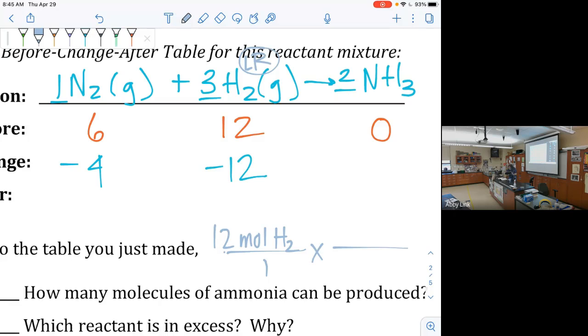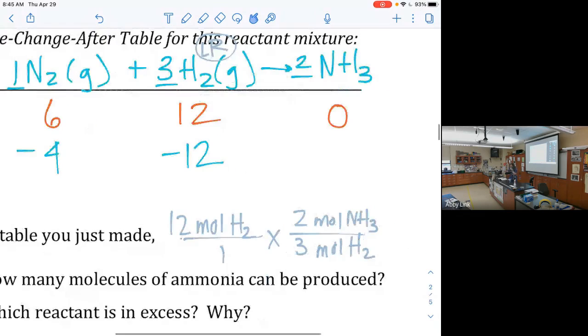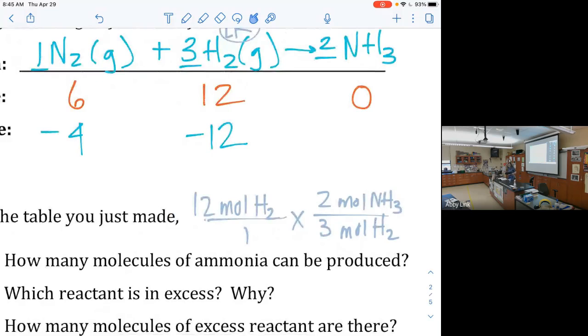All right, so I'm just going to do a quick mole ratio here. All right. 12 times 2 gives me 24. 24 divided by 3 gives me 8. So I am going to produce 8 moles of NH3. Does everybody follow me here?